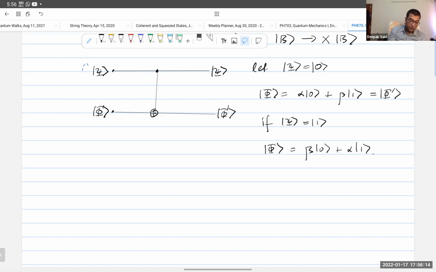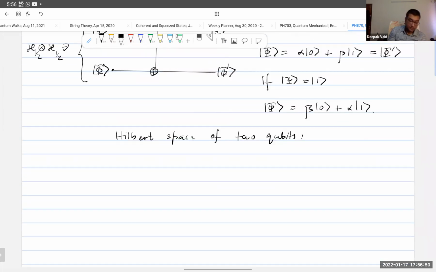psi and phi, this full thing, right? See, this full thing together, it's an element of the Hilbert space of what? It's an element of the Hilbert space of 2 spin 1/2 particles. Right? So the Hilbert space of 2 spin 1/2 particles. So the Hilbert space of 2 qubits. What is the basis of this?